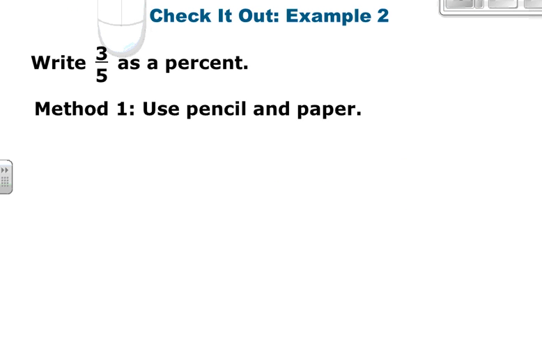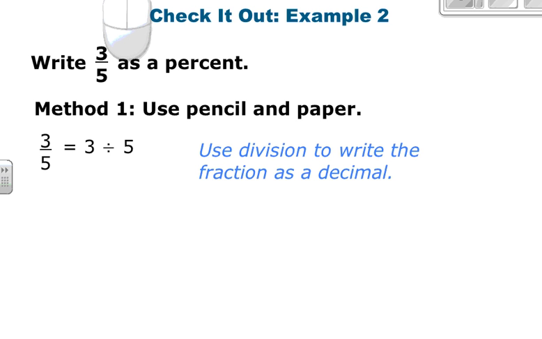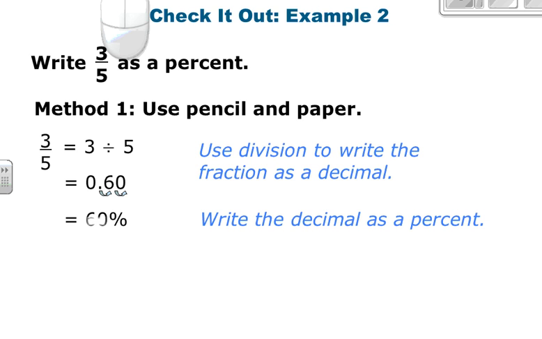So try 3/5 on your own. Pause it and work ahead. All right, we're going to continue. 3/5, well, that's 3 divided by 5. 3 divided by 5 gives me 0.6 as my answer. We can add that extra 0 in, and then we just move the decimal place to the right 2 times, and we get 60%. Anytime we're trying to find the percentage, we move to the right 2 times.